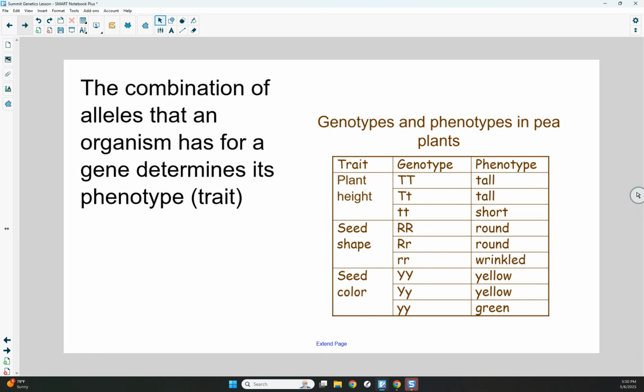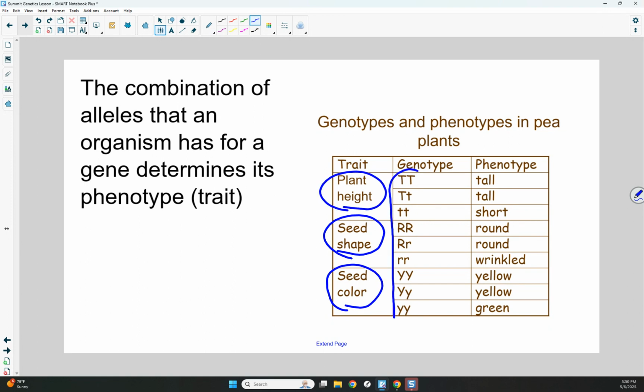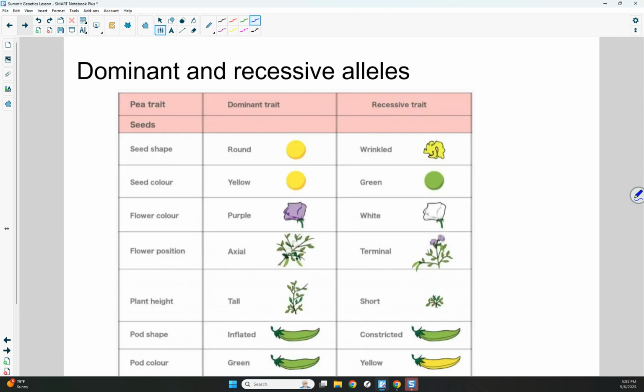So for example, in pea plants, in your assignment today you're going to look at these three traits: seed shape, seed color, and plant height. There's a lot of different combinations of alleles that these pea plants can have, and these are the phenotypes that they're going to get from those various combinations. We're going to talk about how that works in a moment. So, dominant and recessive.